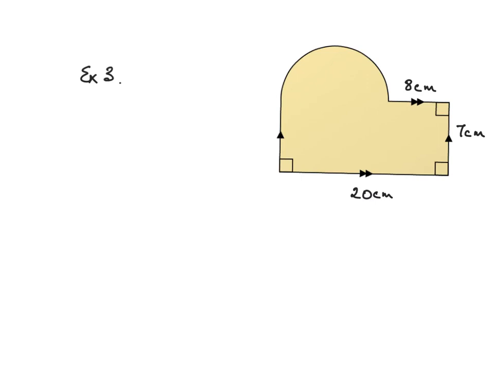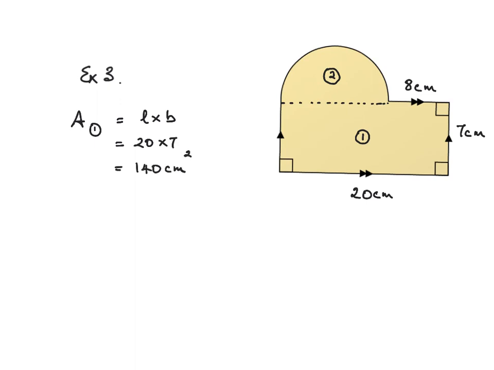Now, this is a tricky question. This is what we call a composite shape. The shape is composed of a rectangle and a semicircle. Now what I'm going to do first of all is to draw a dotted line like so, and we've got shape 1, which is the rectangle, and shape 2, which is the circle. So we're going to work out the total area of the shape. Well, area 1 is nice and simple. That's length times breadth, so that's 20 times 7. 7 times 2 is 14, so that gives us 140 centimetres squared.